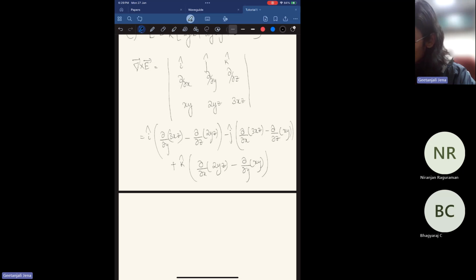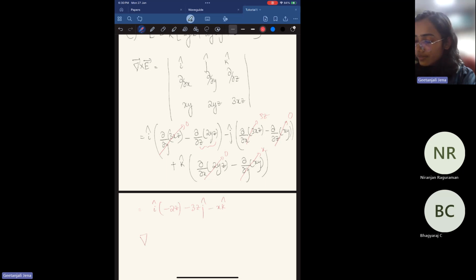So if you see, this term is 0. And this will give minus 2z i cap. And this will give 3z. This one is 0. This one is also 0. And this will give x. So the answer you will get is minus 3z j cap minus x j cap.